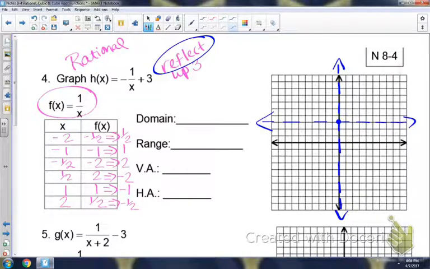So I'm doing -2, +1/2, because I'm having to reflect. So go left 2, up 1/2. Then left 1, up 1. Left 1/2, up 2. And there's the left side of our graph. So go ahead and connect those. Make sure that you don't intersect those asymptotes there.